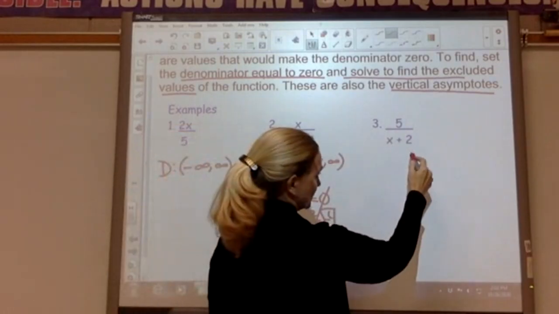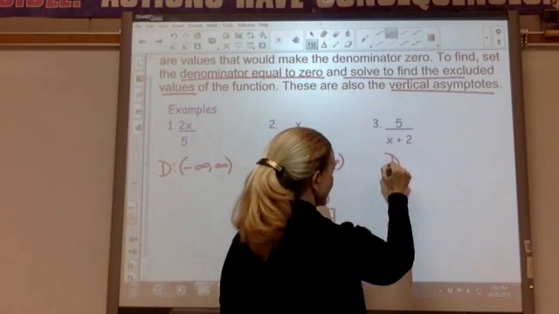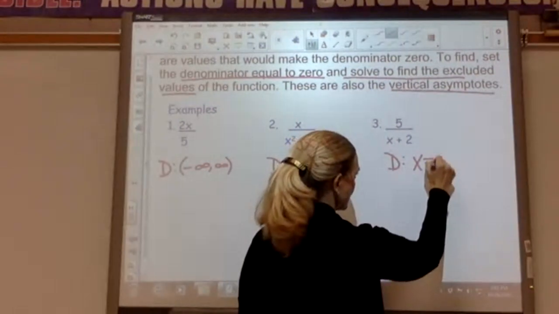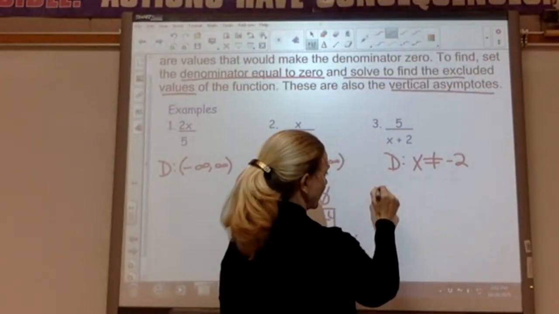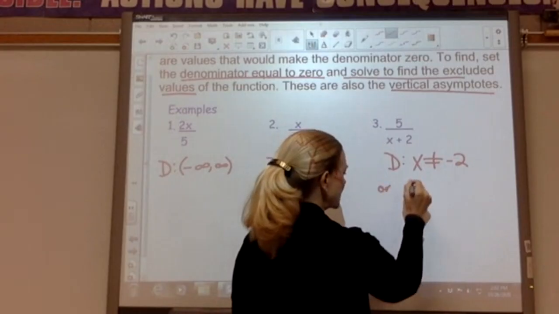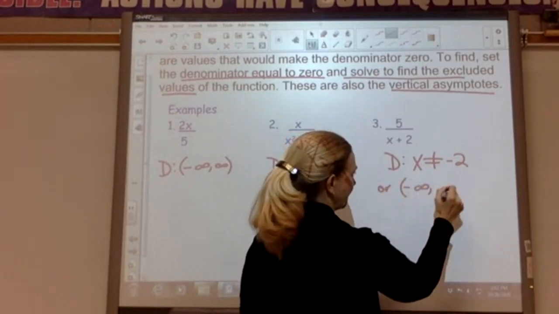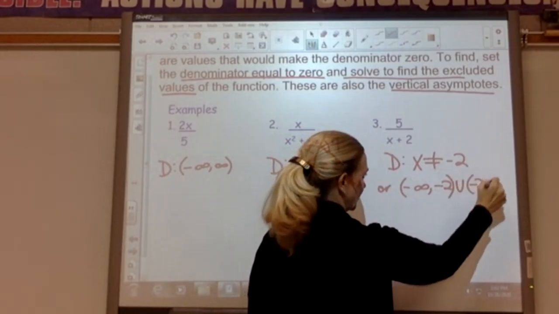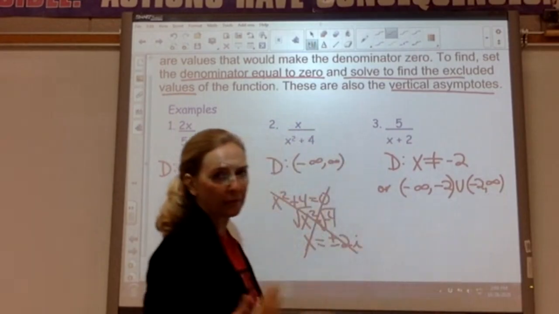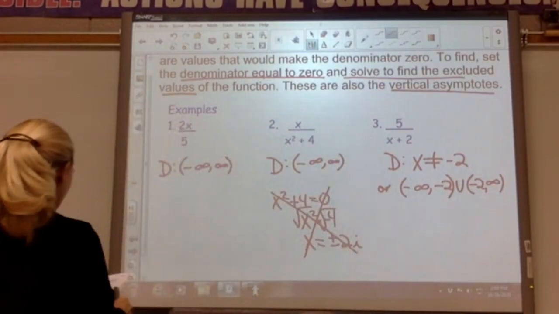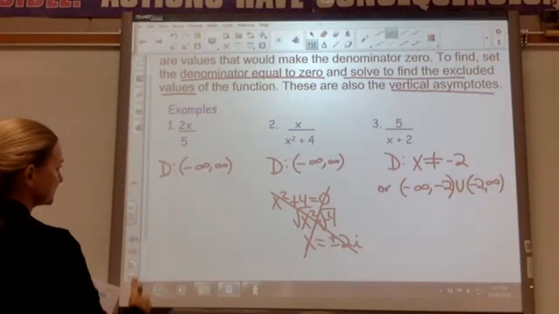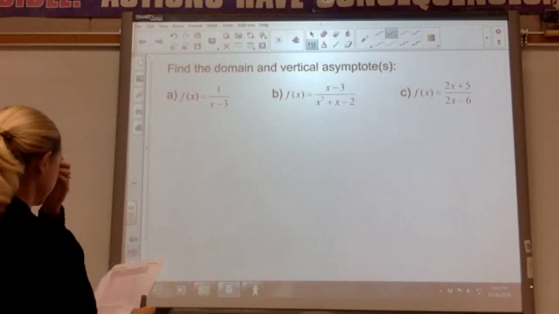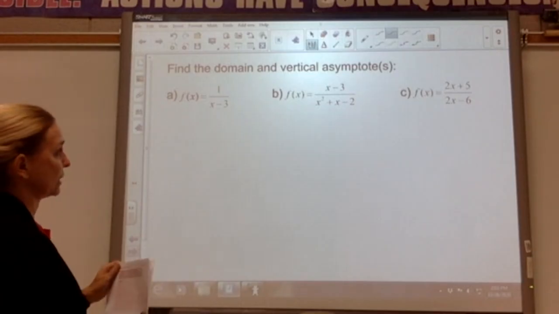And then this one, if we set this equal to 0, we realize that x cannot equal negative 2. Or we could write this as negative infinity to negative 2 with parentheses, union, negative 2 to infinity. So it can be any number, but not the number negative 2.